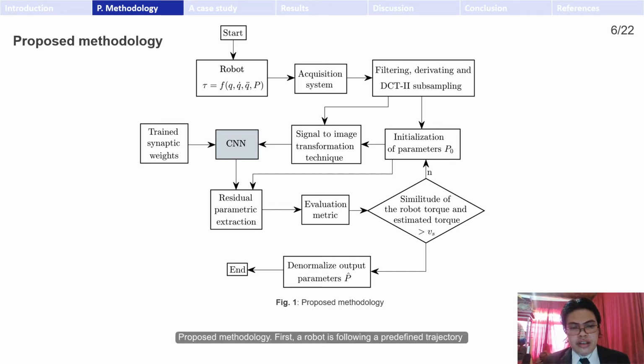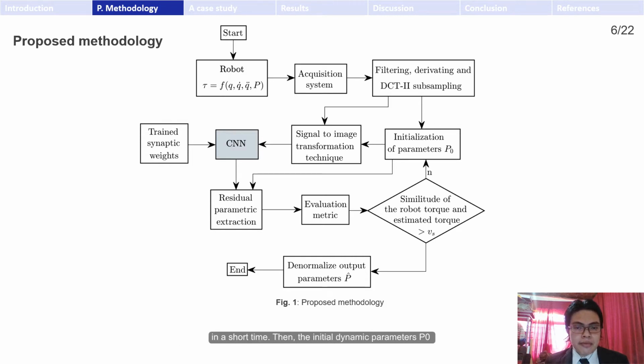Proposed methodology. First, a robot is following a predefined trajectory that is not required to be optimized. The measure acquisition system gives only the position and torque signals of the robot. Therefore, a block of filtering, derivating, and subsampling is used to estimate the velocity and acceleration. Together with the torque, the motion signals are subsampled to enough length to be processed in a short time.